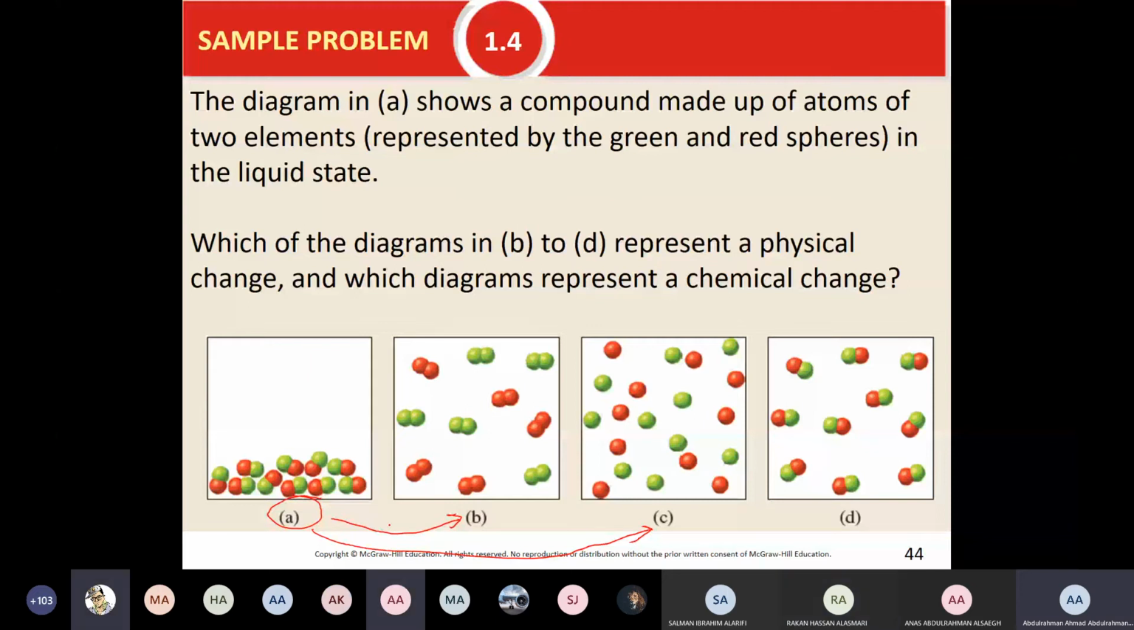How about from A to D? Physical. No change to the compound. It only changed its state. It became gas. Is this clear? Very good.